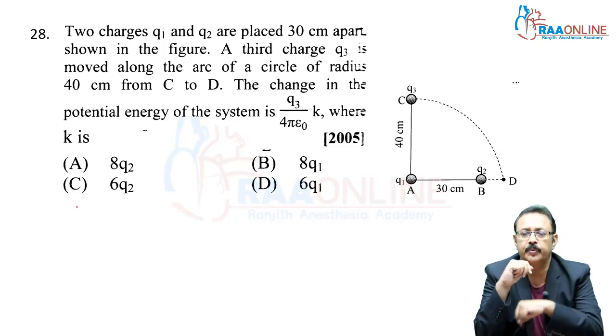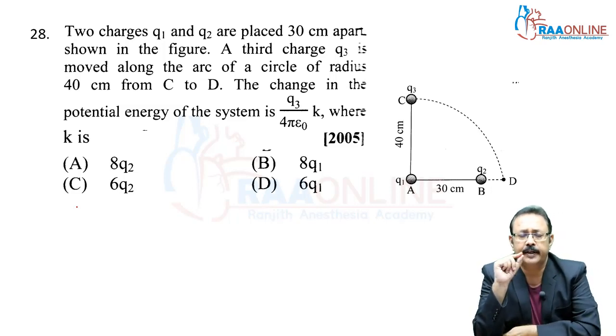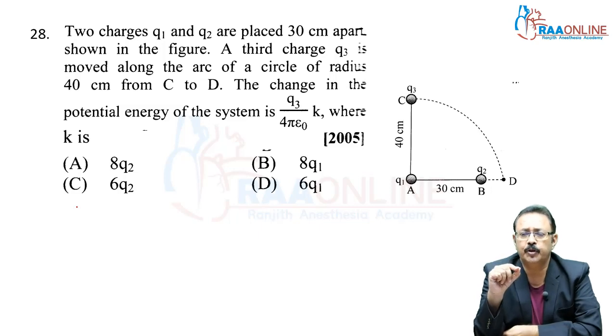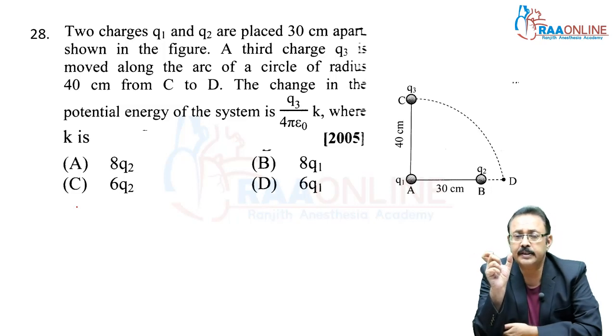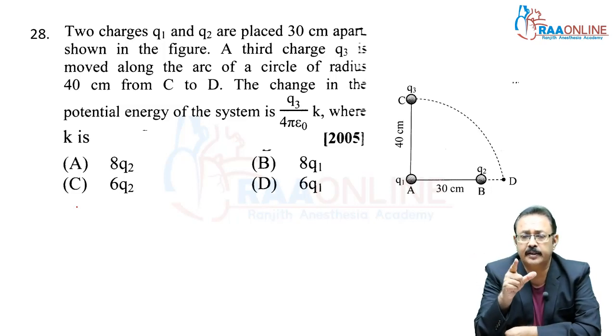What are they saying? Two charges Q1 and Q2 were placed at this point. And initially Q3 was at C. What was its potential energy? When Q3 approached D, the potential energy of Q3 changed. They are saying that the change in potential energy is this.